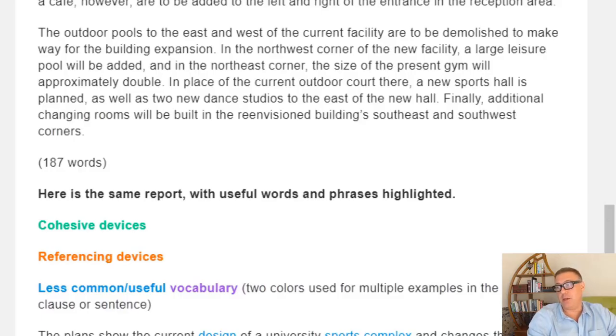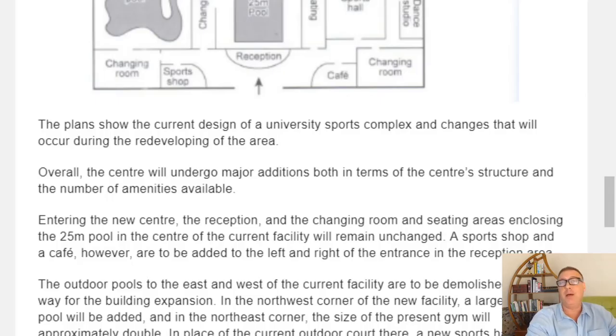So if you have a look, like with the other questions, you'll see cohesive devices, referencing devices, and less common and useful vocabulary highlighted, and that should help you understand how vocabulary and coherence and cohesion works in this particular example. Again, when you get feedback on any question that you write, on any report or essay that you write, you should be getting feedback on all of these things, in addition to grammar, structure, things like that. But use of vocabulary in terms of the words and phrases that you use, and also your use of cohesive devices and referencing devices are things which are really important, because examiners are looking for them.